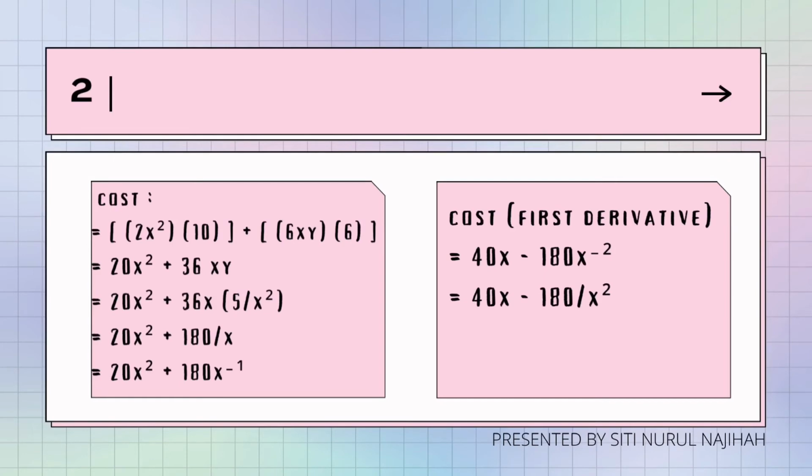Our next step is to calculate the derivative for this equation. We bring the power of 2 to multiply with the coefficient of 20, which gives us 40x, and use the power of negative 1 to multiply with the coefficient of 180, which gives us negative 180x to the power of negative 2.